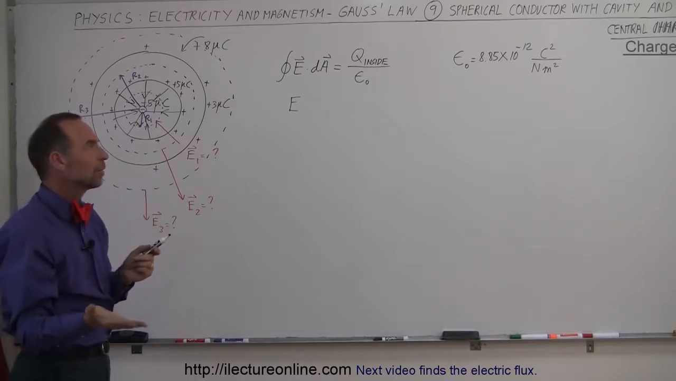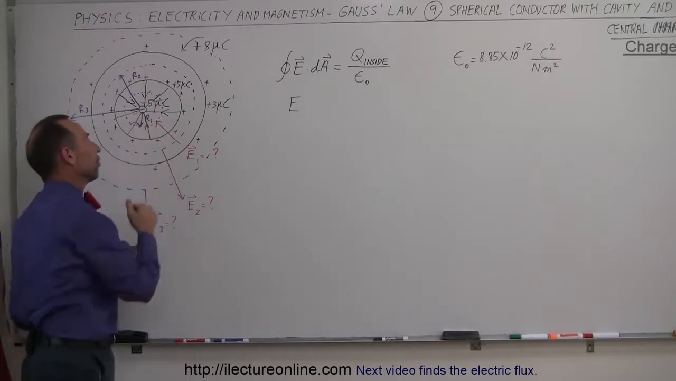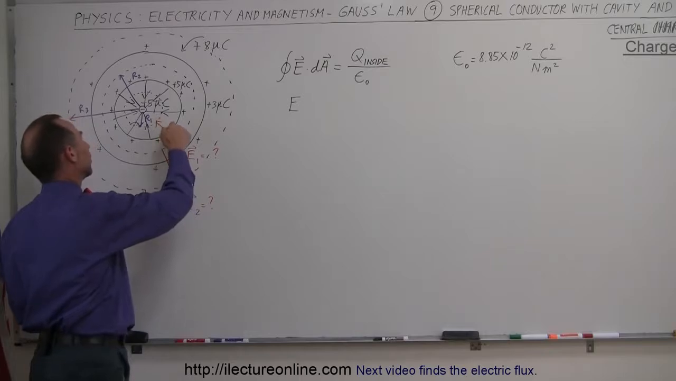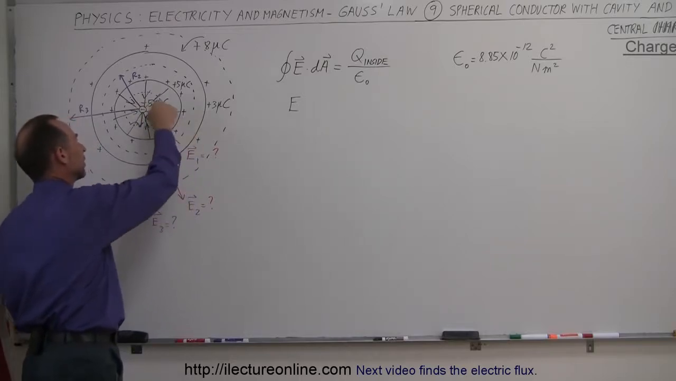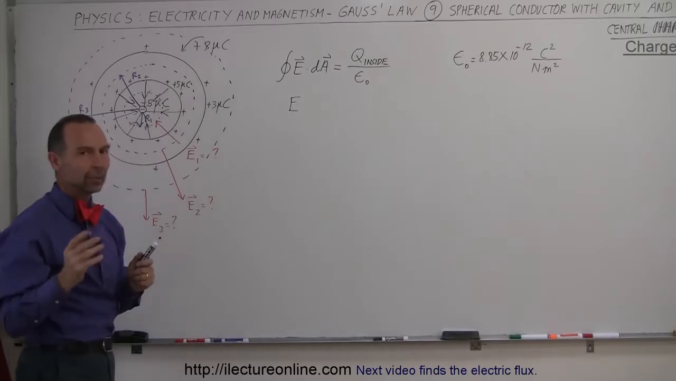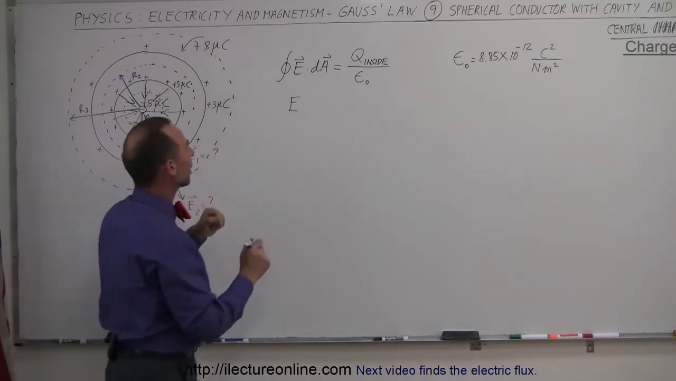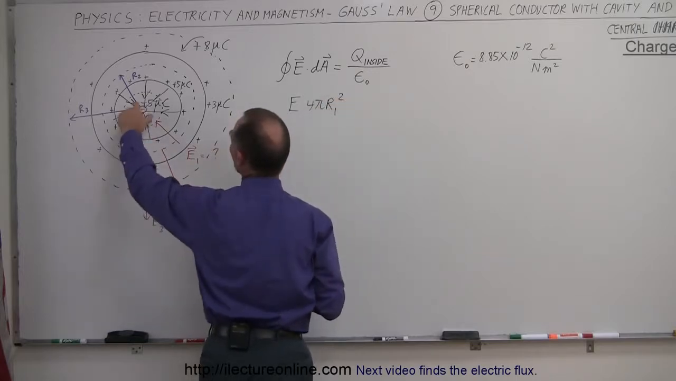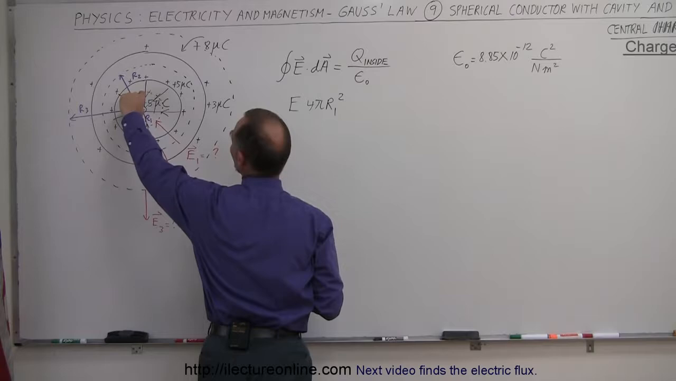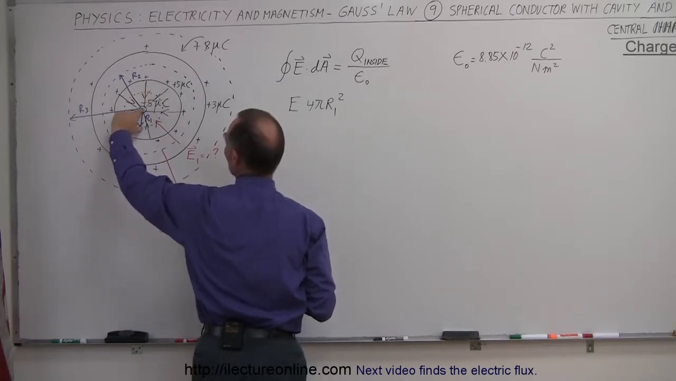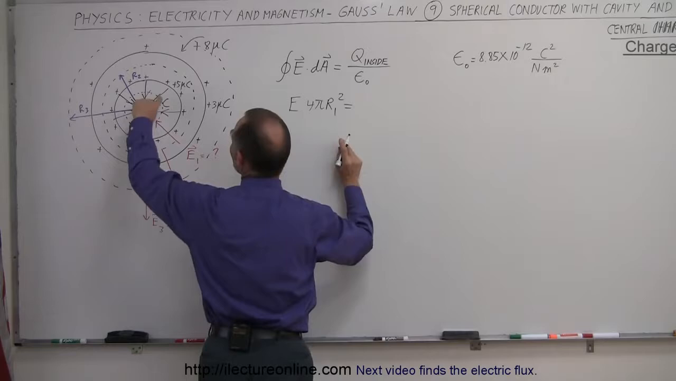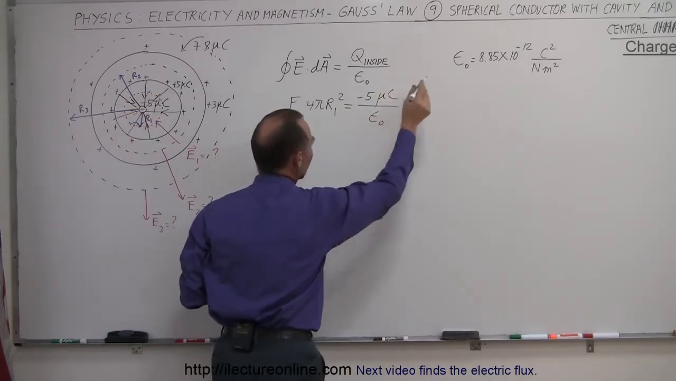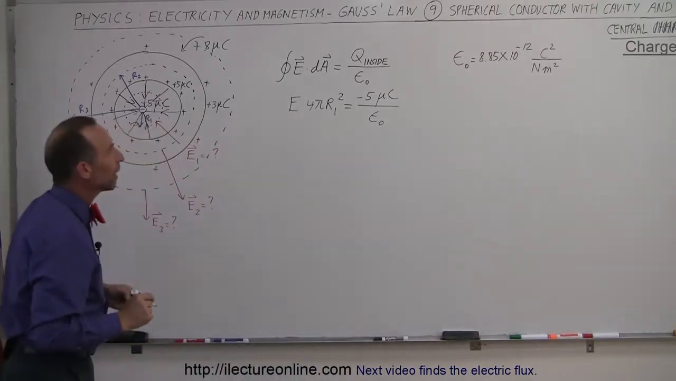Of course, the cosine of 180 degrees is negative, which would indicate the electric field is pointing inward, which we already understand because the electric field goes from positive charge to negative charge, so the electric field inside this cavity will have to be directed inward towards the negative charge. So E times the area, which will be 4 pi r1 squared, r1 being the radius of the inside Gaussian surface right here, so r1 is this distance right here, and that will equal the Q inside, which is -5 microcoulombs, divided by epsilon sub naught, the permittivity of free space.